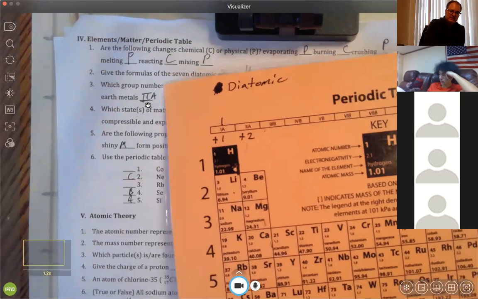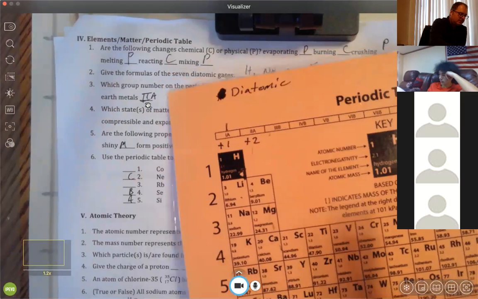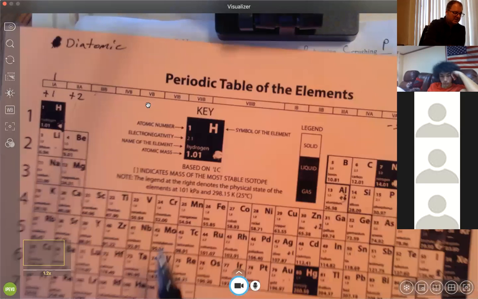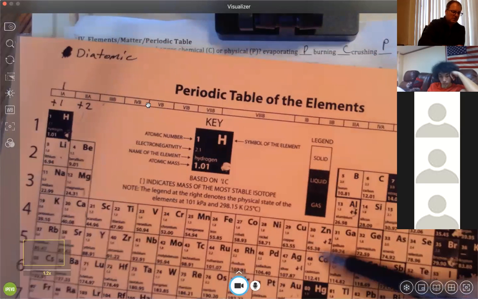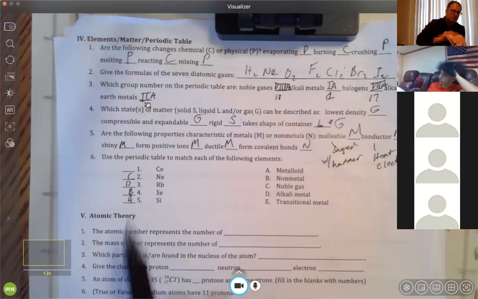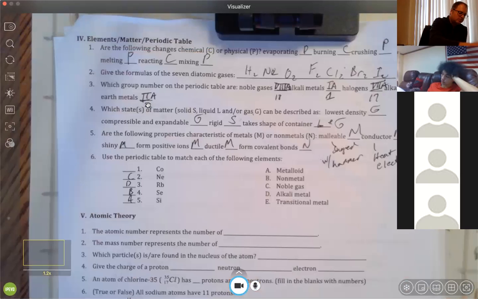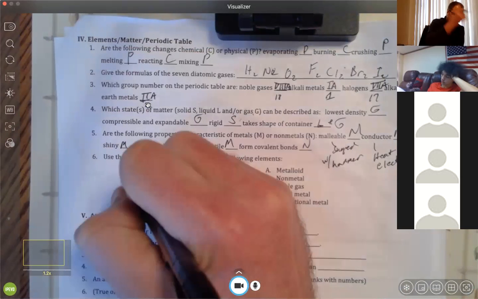Rubidium is an alkali metal, so that is D. Which one is a transition metal? That means it has to be in here. Well, there's only one left, cobalt. Cobalt is right here in the middle part of the transition metals. That is E.